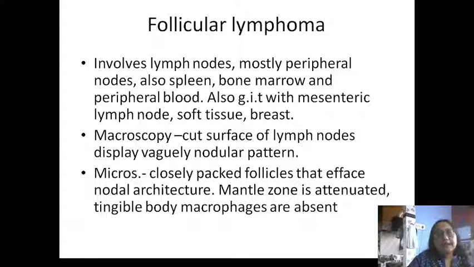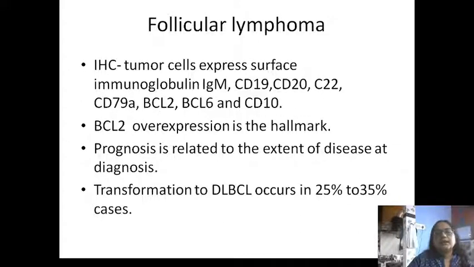When we see them microscopically, the lymph nodes have a vaguely nodular character, and under the microscope they have closely packed follicles that efface the nodal architecture. The mantle zone is attenuated and tingible body macrophages are absent. Here the tumor cells are positive for CD19, 20, 22, 79A, BCL2, BCL6 and CD10. BCL2 overexpression is the hallmark.